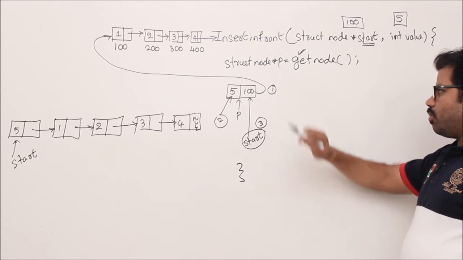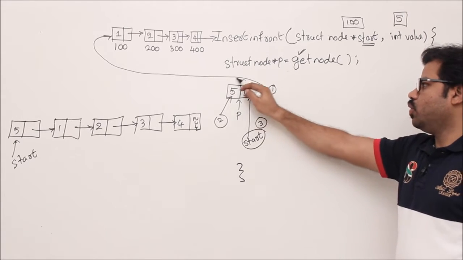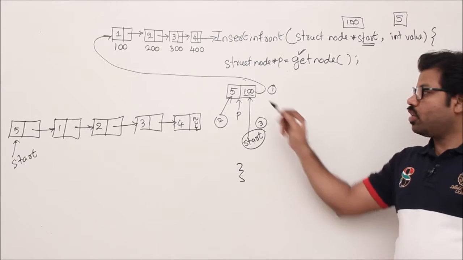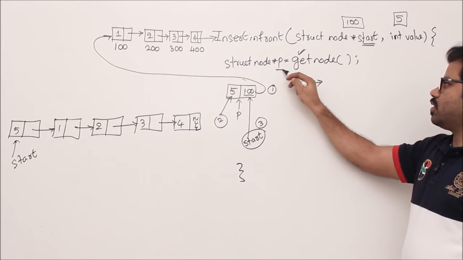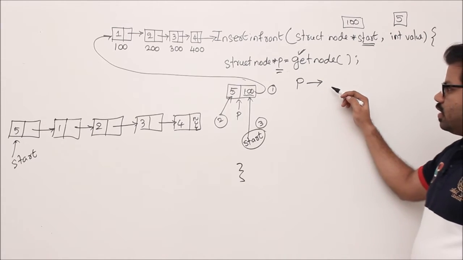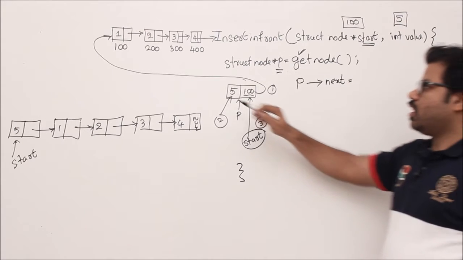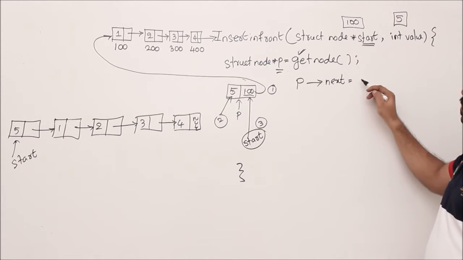So how to do step number 1? For that we have to write or modify the content of this new box. So who is the pointer to this box? P. If you don't have a pointer to that box, we can't access it. That's why P is really important. Now p arrow next is 100. What is 100 with respect to us? This 100 is nothing but the content of start, isn't it?